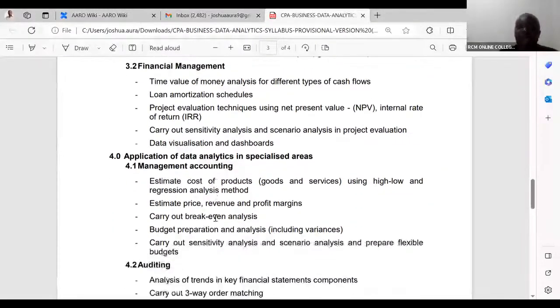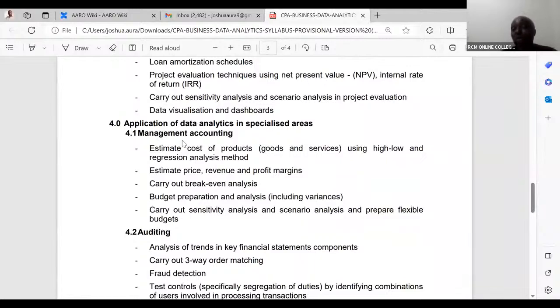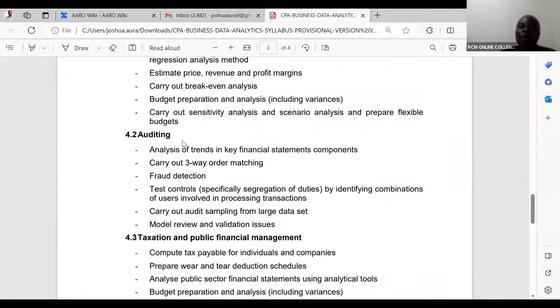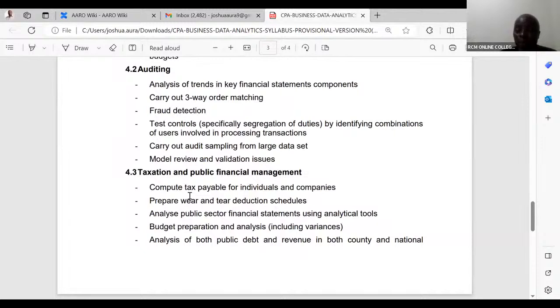Application of data analytics in specialized areas. How do we handle management accounting, things like budgets in Excel? All right. Regression analysis, break-even analysis, auditing. We shall be able to show you how to do the three-way order matching, fraud detection, test of controls, etc. Taxation. Then how do you compute tax payable for individuals and companies? This will really help you guys in terms of tax planning.